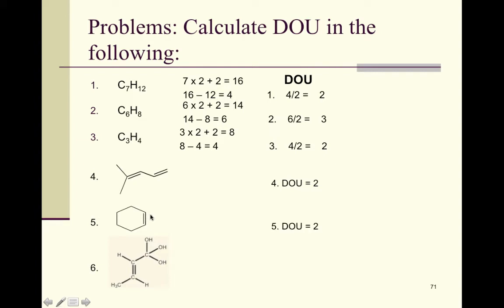That would be 2 degrees of unsaturation: 1 for the ring, 1 for the double bond. In this case, oxygens don't play a part at all, so that doesn't matter. I do have a double bond here. Nothing else unusual going on. Actually, I only have 1 double bond, so I have 1 degree of unsaturation.